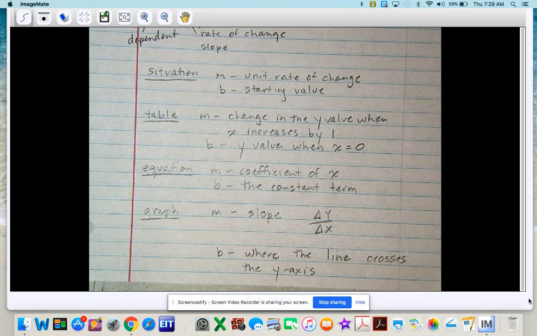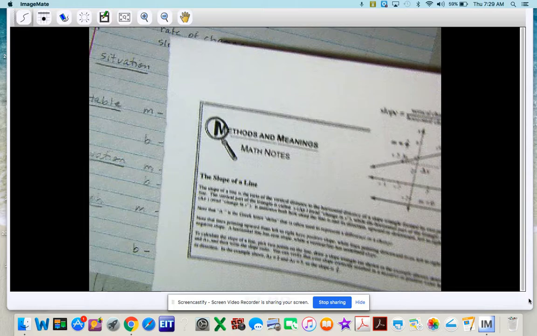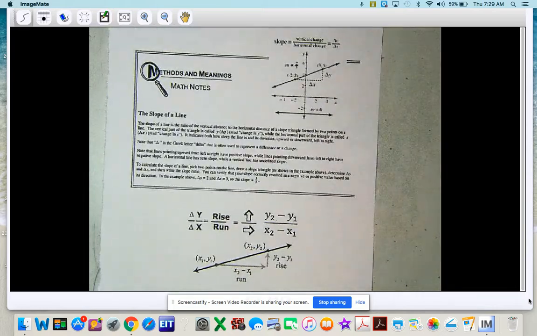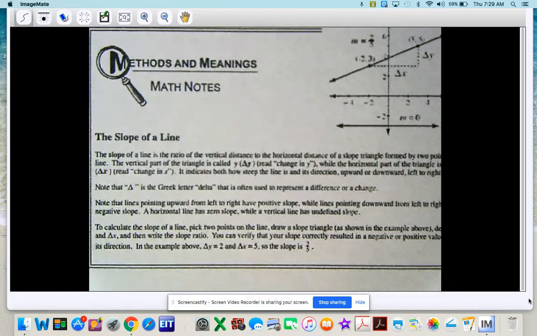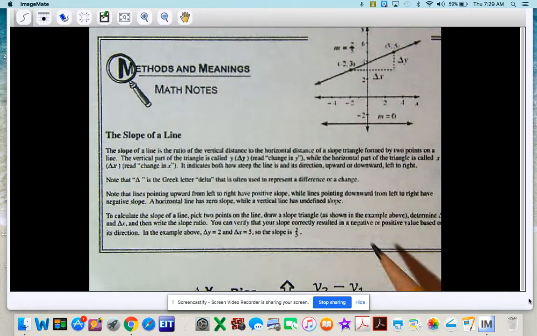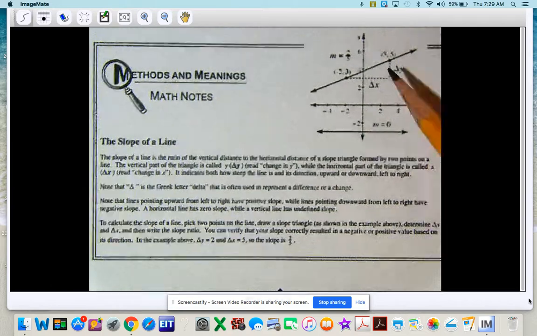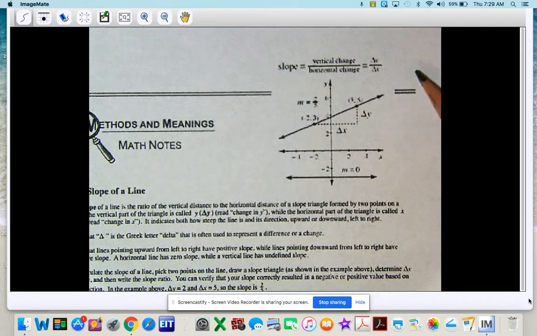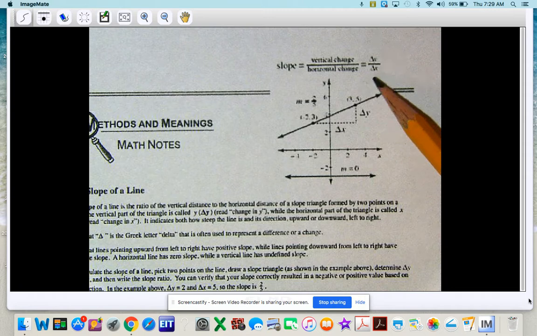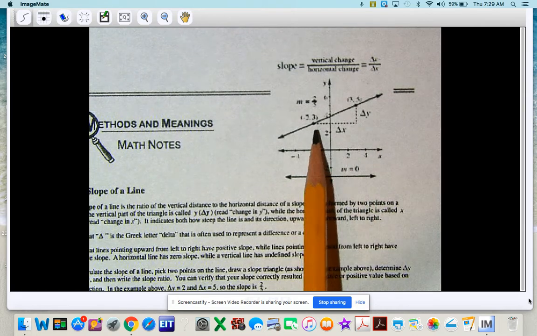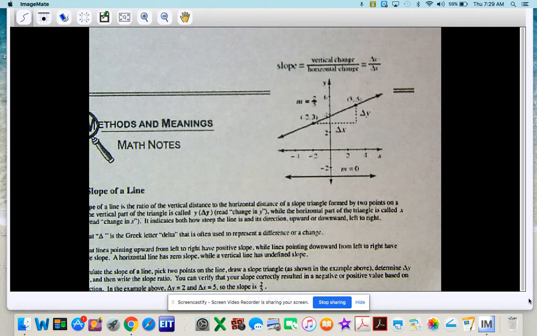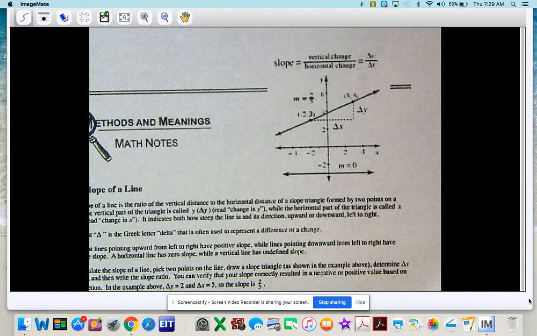Okay, so putting together then on the next page, go ahead and glue in this math note. It talks in detail about how to find the slope of a line. Basically it's the ratio of the vertical change, the delta y, to the horizontal change, the delta x. So how much the y value changes for any amount of x change, you can just divide those to find the unit rate.